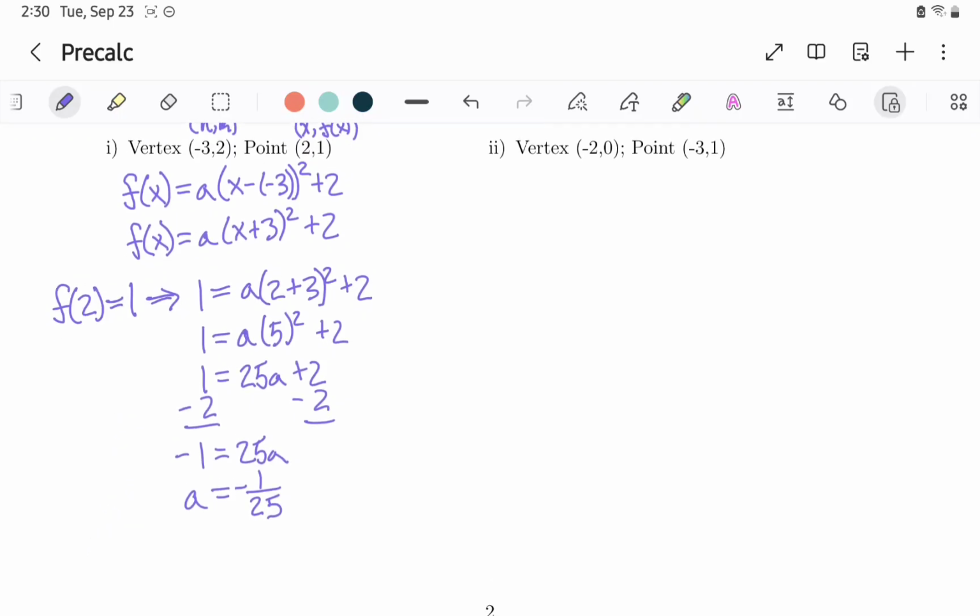And so for our final answer, now that we know our value for a, our quadratic function is given by the formula f of x equals minus 1 over 25 times (x plus 3) squared, and then plus 2.